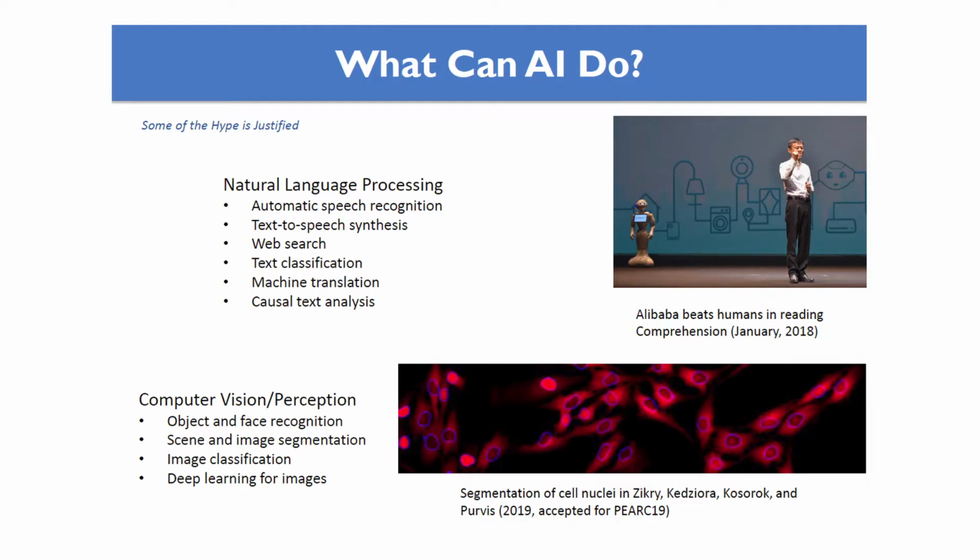And one of the projects that I'm working on is very interesting. There's the possibility of causal textual analysis, where you look at causal effects of topics covered in text. Computer vision is something we've made tremendous advances in. And to a large extent, this is applied somewhat routinely in Facebook and other places. Object and face recognition, scene and image segmentation.